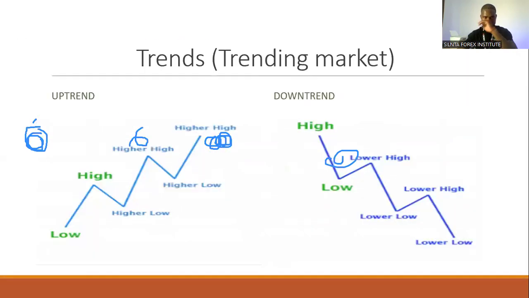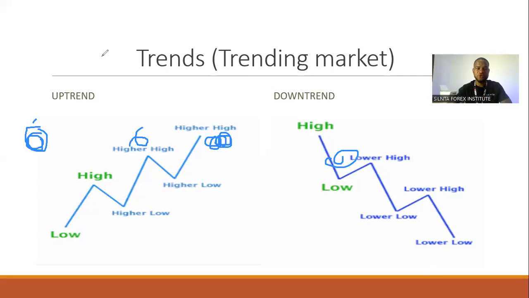And then we have what is known as a trend. What is a trend? A trend, just as the word itself, is self-explanatory. It's an English word. A trend is a common behavior, something that most people are doing. So in forex, a trend is when the market behaves in this way.